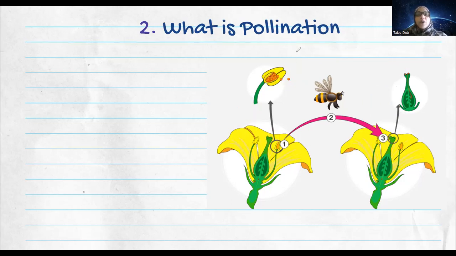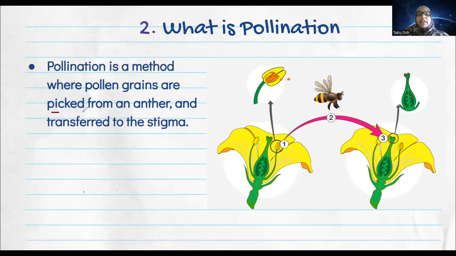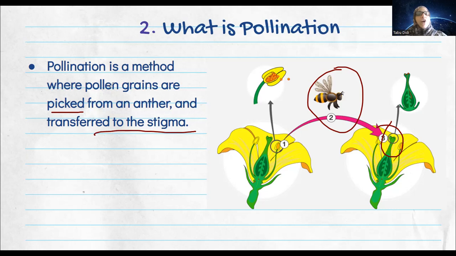So simply, what is pollination? Transfer of pollen grains from the anther. The pollen grains can be picked up by biotic agents, that is a living organism, like here you can see a bee, or it can be through wind or air, or it can also be through water, and it is transferred to the stigma of the gynoecium. So this whole process is known as pollination: transfer of pollen grains from the anther to the stigma. You have to remember these two keywords, from the anther to the stigma.